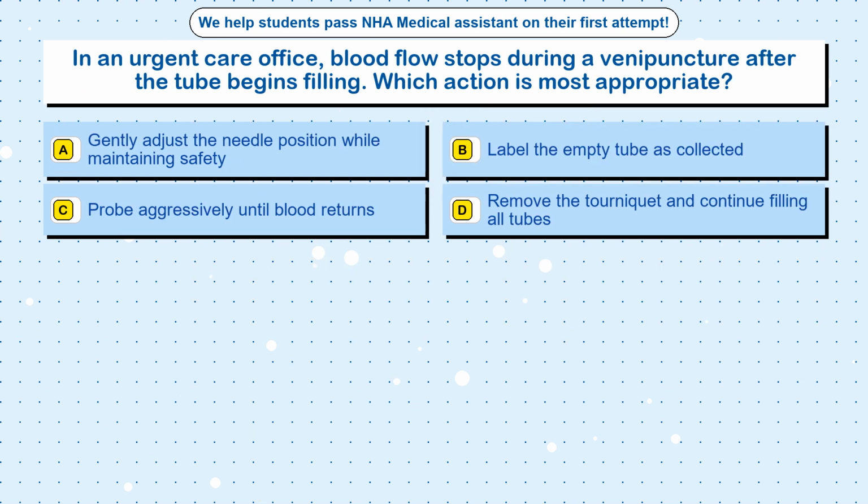Question 24. In an urgent care office, blood flow stops during a venipuncture after the tube begins filling. Which action is most appropriate? Option A.